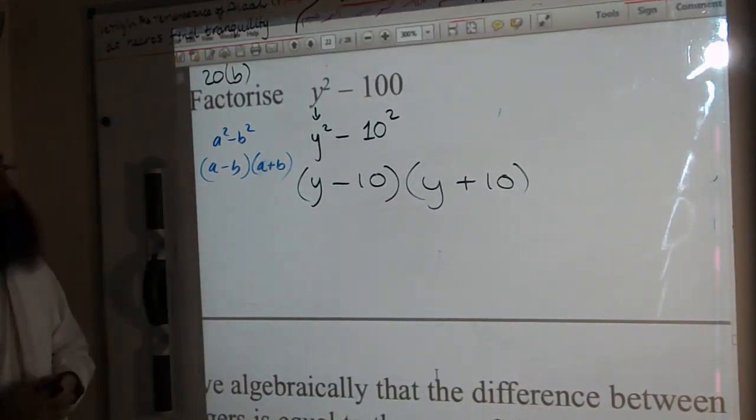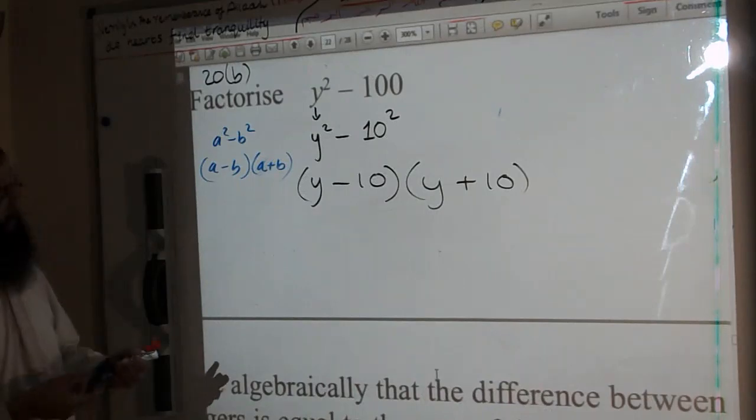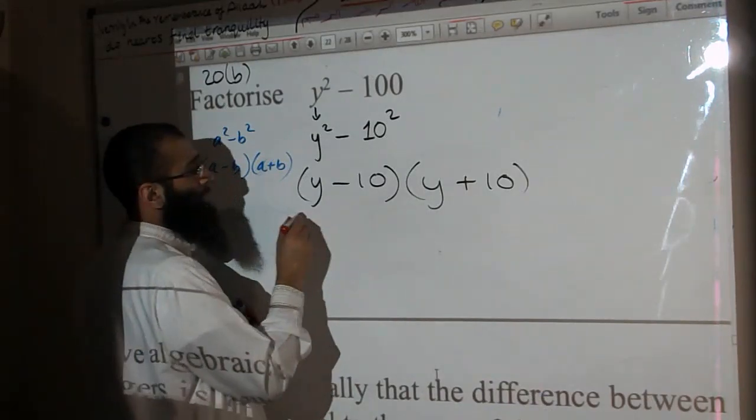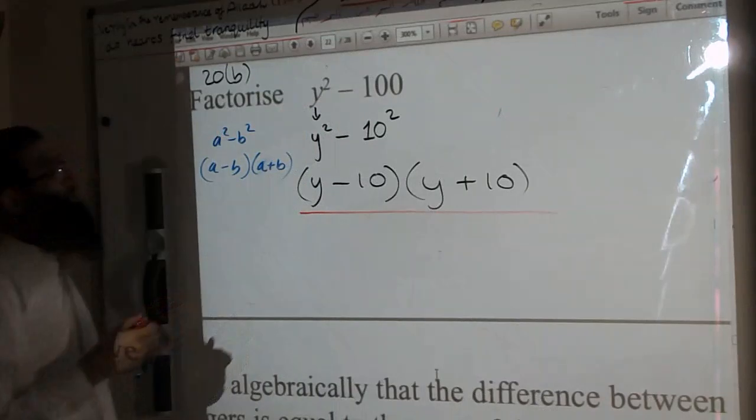Okay, and that's done, that's finished. It says factorize, we've done it. If you were to multiply this out, you get exactly y squared minus 100.